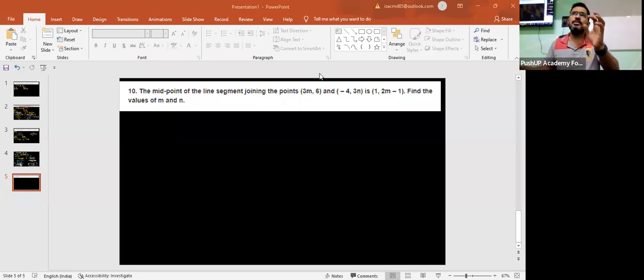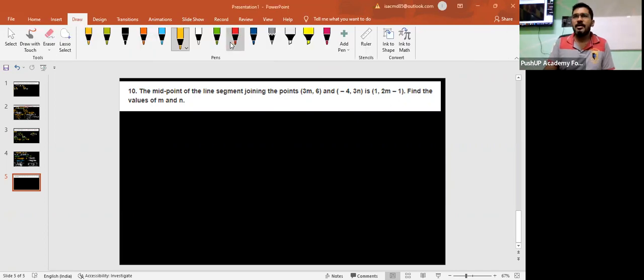Children, the moment you see the words midpoint of the line segment, which formula will come to your mind? The midpoint formula, isn't it? So the x coordinate would be (x1 + x2) by 2, and the y coordinate will be (y1 + y2) by 2. Yes, let's start. It's always advisable to draw a figure, label the values on the figure, and then solve it. There will be clarity on what you are doing.